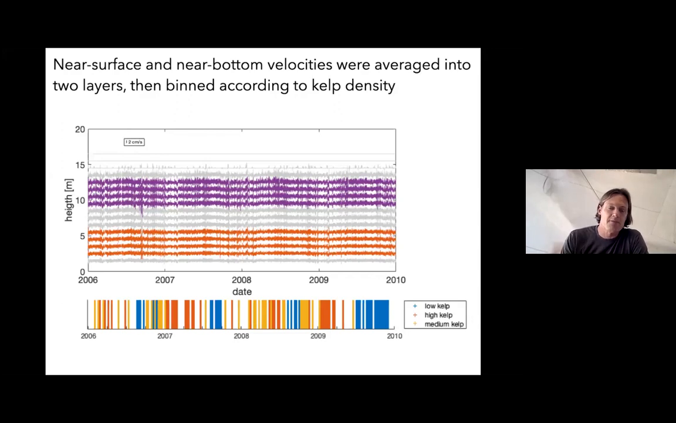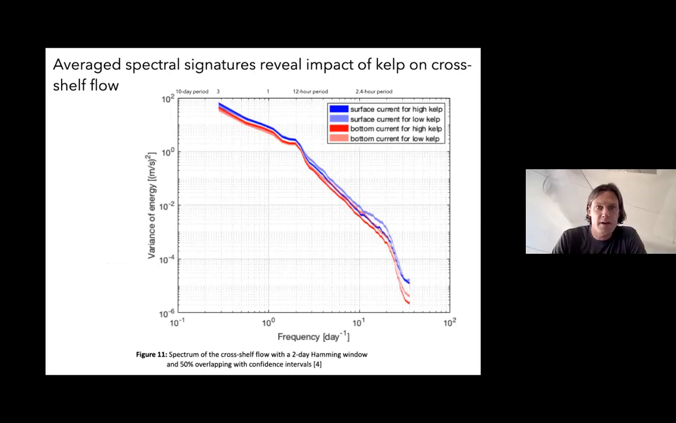And then from these different bins, we're going to do a spectral analysis. The result of the spectral analysis reveals the impact of kelp on cross-shelf flow. I'll zoom in on this, as there are a couple of things within this plot that I'd like to highlight for you in a moment.